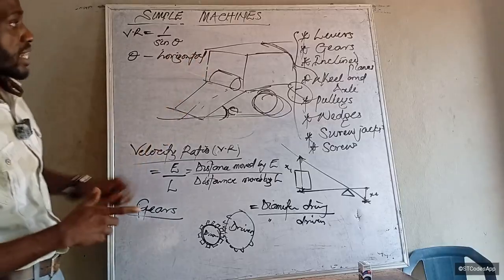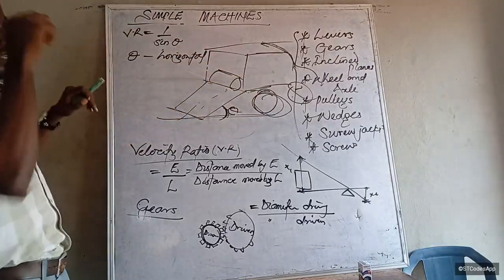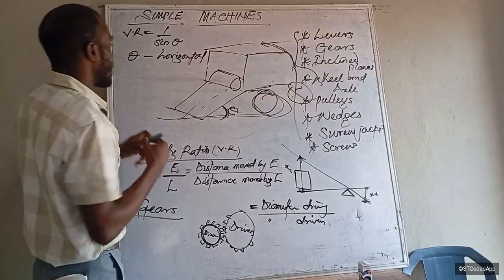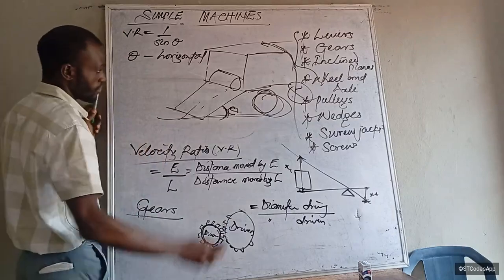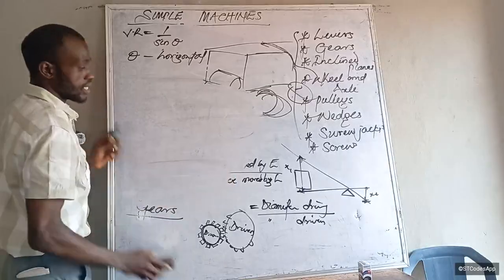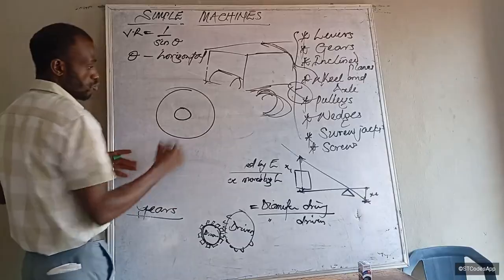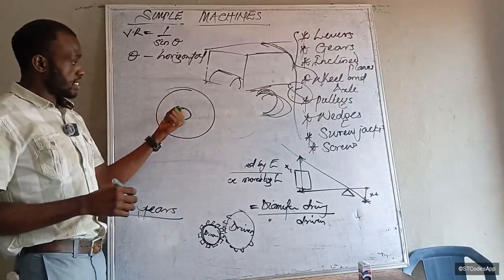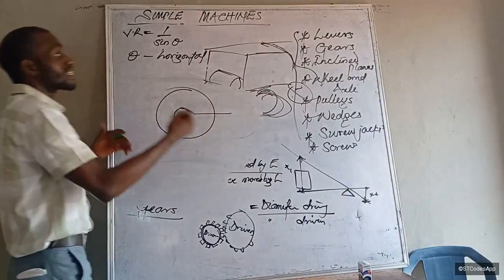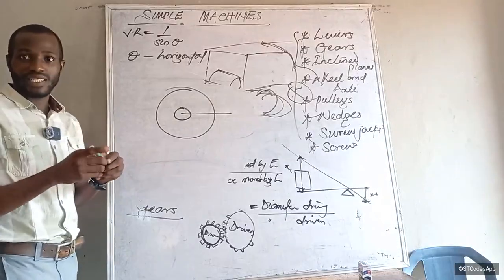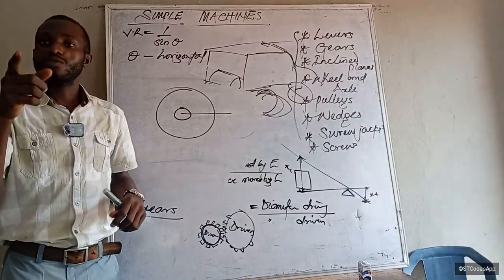Alright. Then the next one is wheel and axle. For wheel and axle, it's simple. It's just a machine that looks like this. There is going to be a wheel driven by the axle. Is that correct? So the axle is, okay, this is how you remember it. What does axis mean? Center. Do you understand? Center.